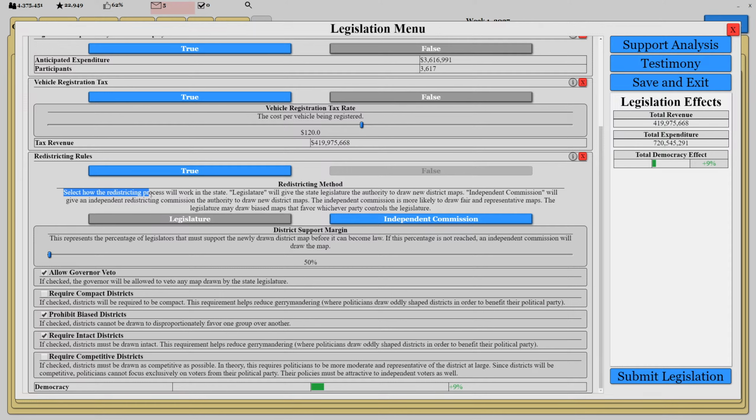Okay, so select how the redistricting process will work in a state. Legislature will give the state legislature the authority to draw new district maps. Independent commission will give an independent redistricting commission the authority to draw new district maps. The independent commission is more likely to draw fair and representative maps. The legislature may draw biased maps that favor whichever party controls the legislature. This represents the percentage of legislators that must support the newly drawn district map before it can become law. If this percentage is not reached, an independent commission will draw the map.